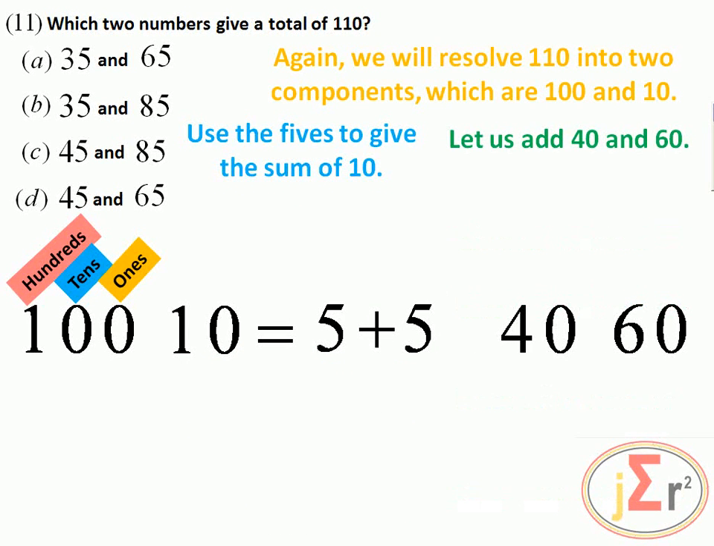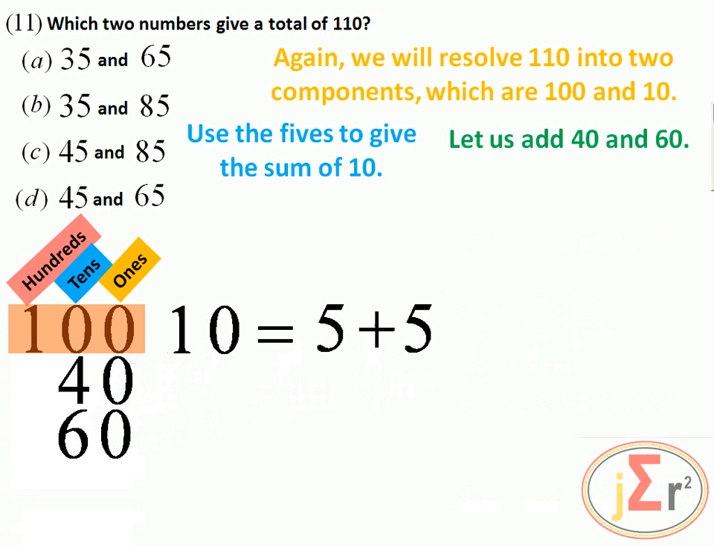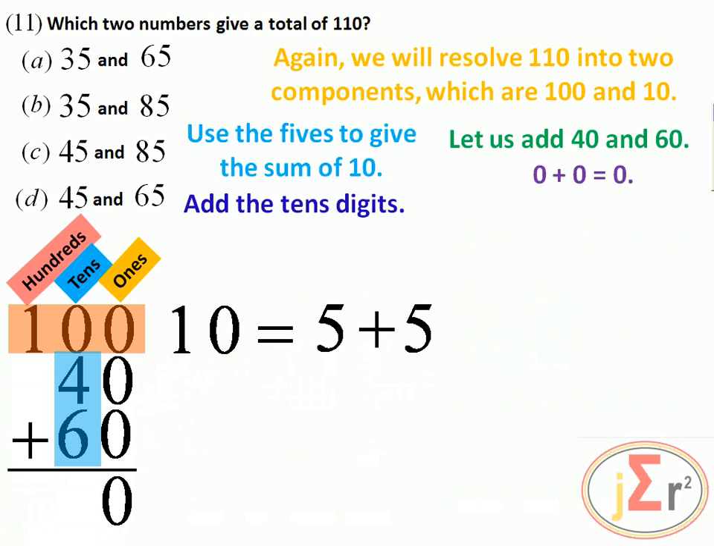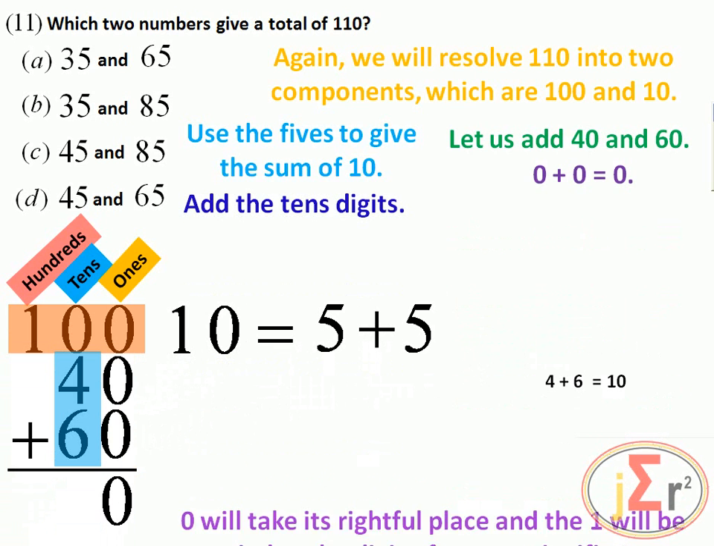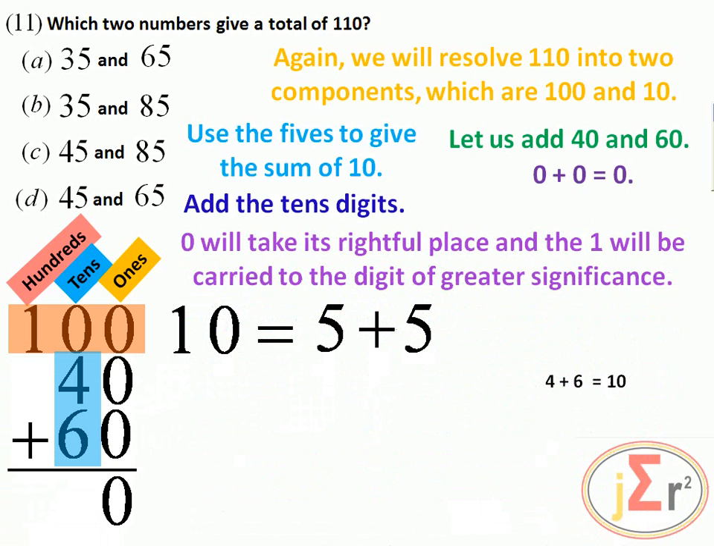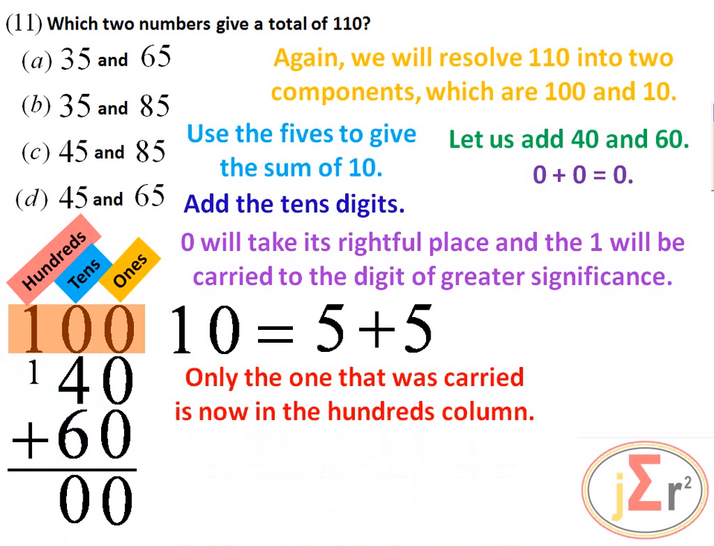Let us add 40 and 60. 100. Right, Jerry is saying that's 100. So that will give 0, and 6 plus 4 will give us 10. So we will put 0 down, and we will carry 1 to the greater or the more significant position. And in the end, only the one that was carried is now in the hundreds column. So it will go there and we get 100.